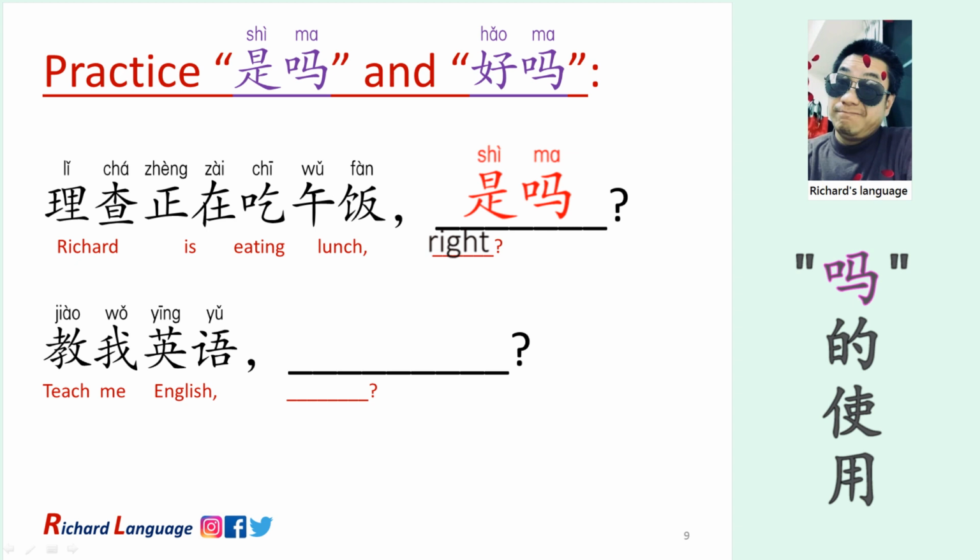Okay, the next one. 教我英语。Teach me English. Okay, can you tell me I should use 是吗 or 好吗? I'll give you 5 seconds. Very good. We use 好吗 because you want to ask someone's permission if he or she can teach you English.